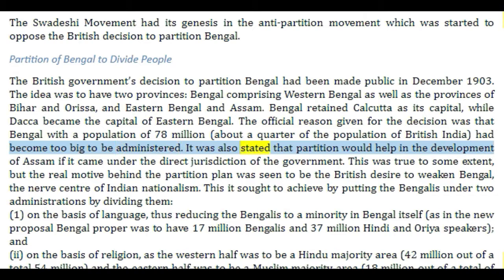It was also stated that partition would help in the development of Assam if it came under the direct jurisdiction of the government. This was true to some extent, but the real motive behind the partition plan was seen to be the British desire to weaken Bengal, the nerve center of Indian nationalism. This it sought to achieve by putting the Bengalis under two administrations by dividing them.